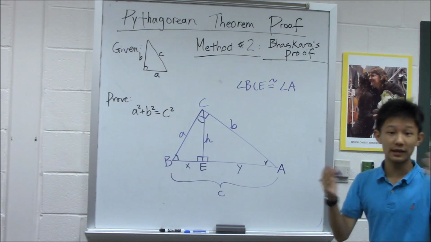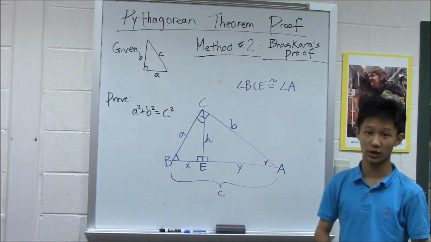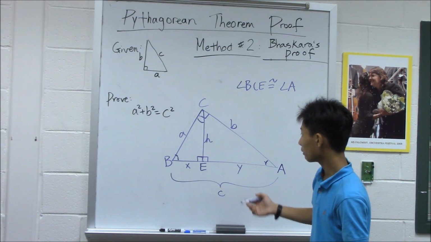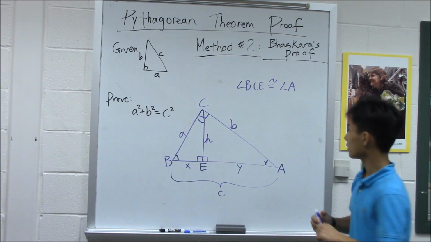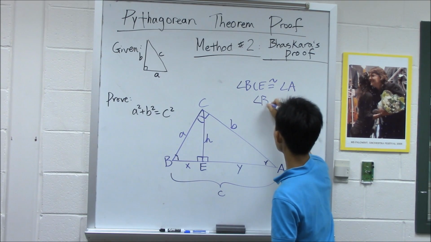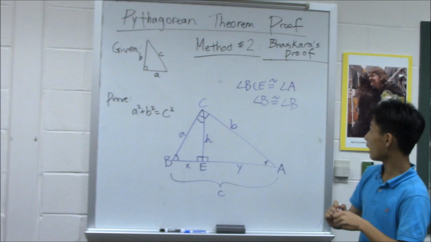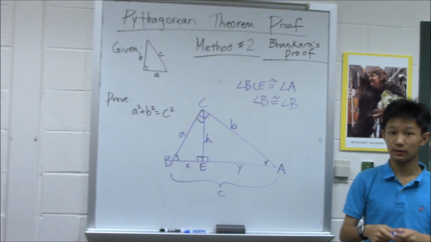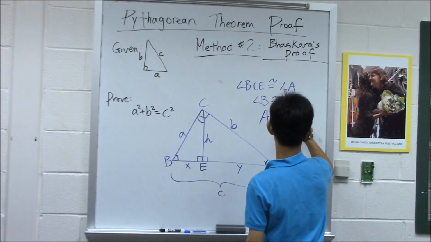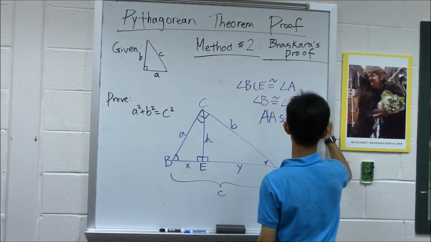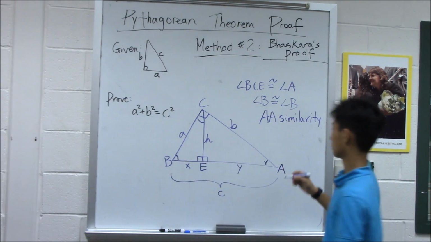Now, after that, we must find another angle to use AA similarity to prove that these two right triangles are similar. What we can do now is use AA similarity to prove that these two right triangles are similar. This is because we know that angle B is also congruent to itself by the reflexive property. Now, we have two sets of angles that are congruent, and so by AA similarity, the triangle BEC is similar to the triangle ABC.